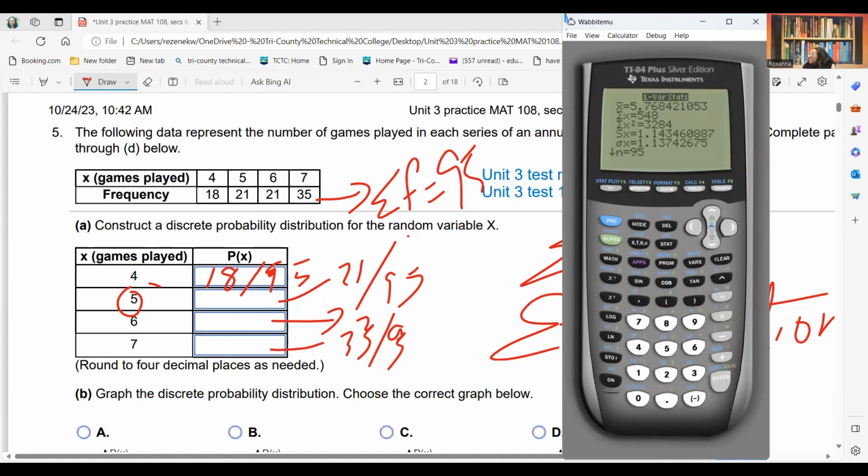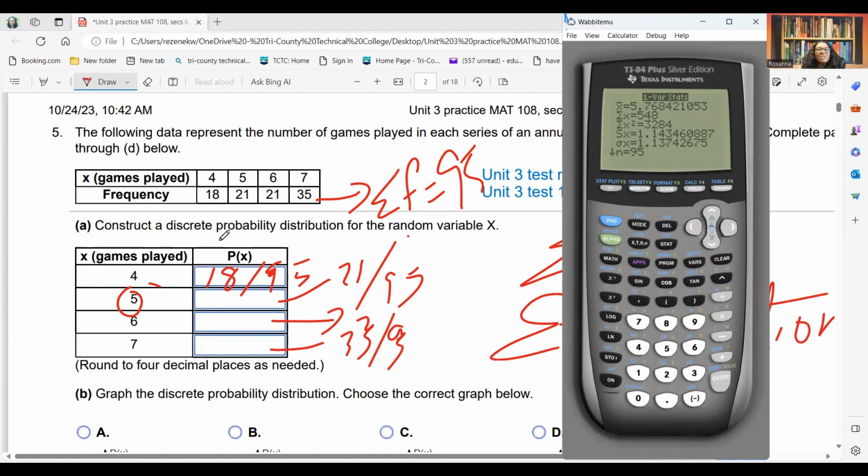The expectation, what is it? What is the expectation to 2 decimal places? 5.77 is correct. If you're told to leave the mean to 3 decimal places, it becomes 5.768 and so on. So you have to be careful with the number of decimal places.